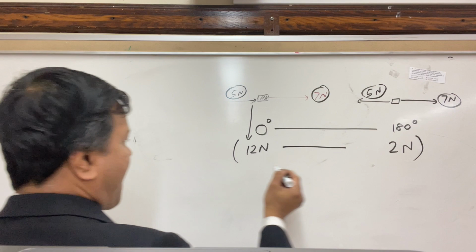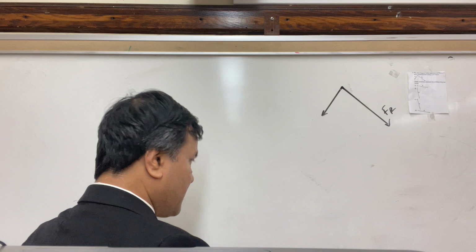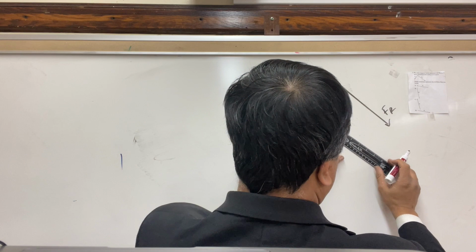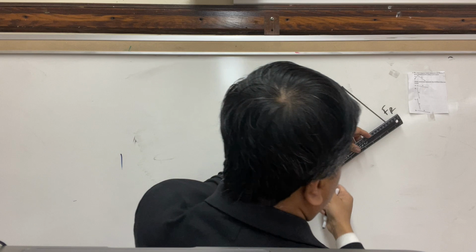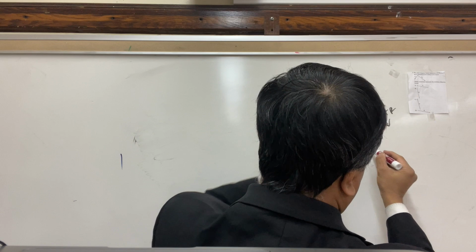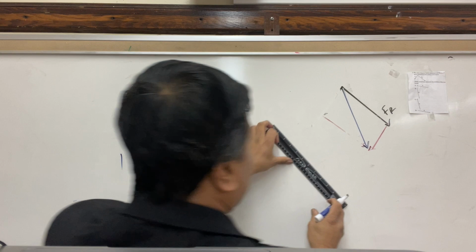In this video I'm going to go over problem number 6. I'll do it two ways. I'm going to do the parallelogram, and I'm going to, of course, do head and tail. For the parallelogram, I'm just going to copy this one over here on this side, and I'm going to copy this one on this side. And this will be the resultant. This is the law of parallelogram. Okay, so this is how you're going to do it.